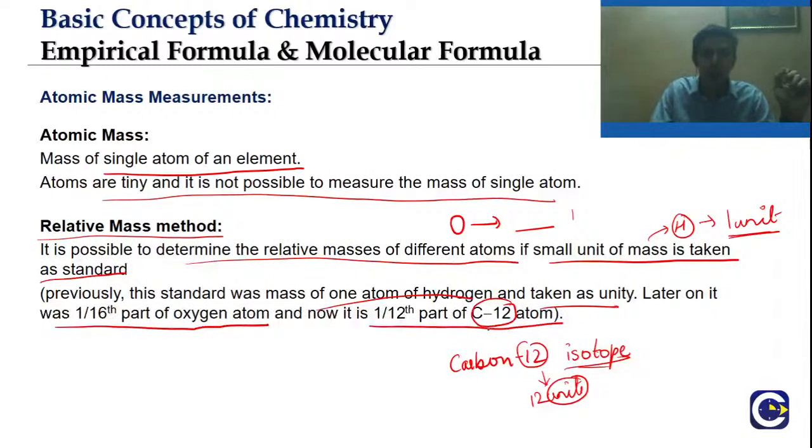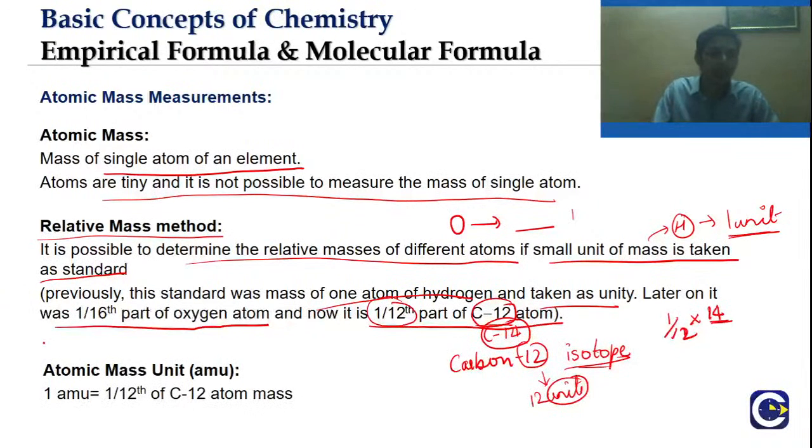Why are we only considering C12? Because we are considering 1/12. Isn't it? Then only I'll get unit. If I use C14, then the unit will be 1/12 into 14. Mass of unit part of an atom will be 1/12 into 14, which is not what we want. Anyway, I'll explain this in more detail ahead.